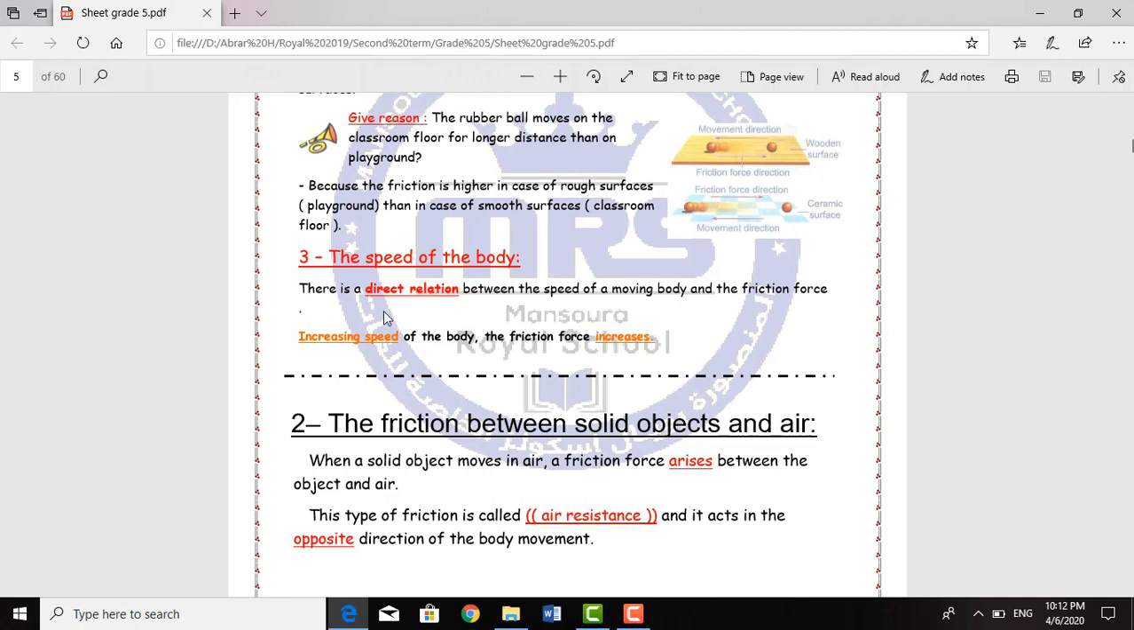The third factor that affects friction force is the speed of the body.